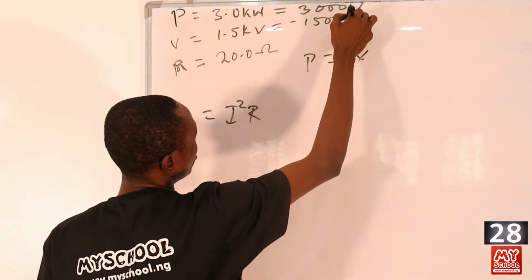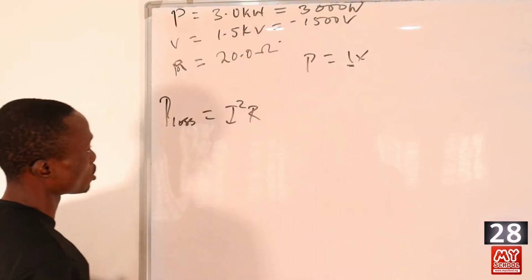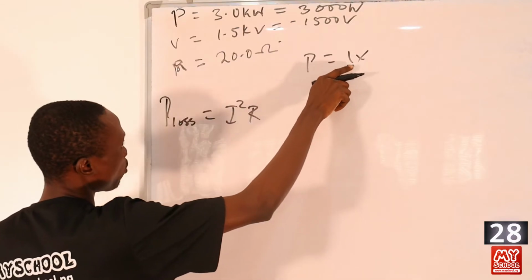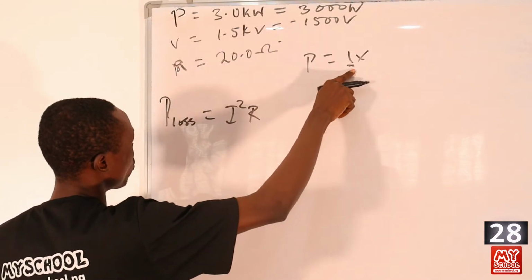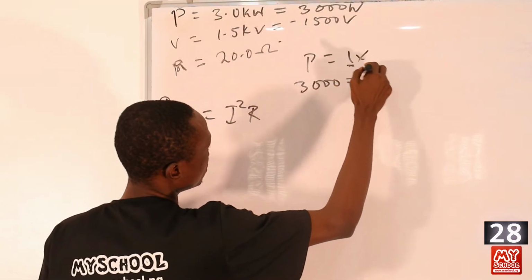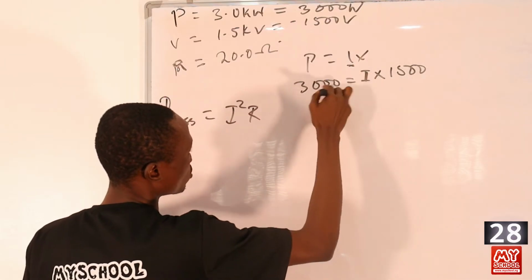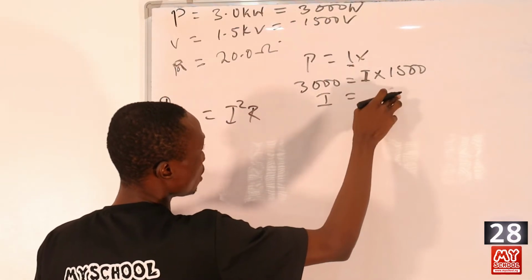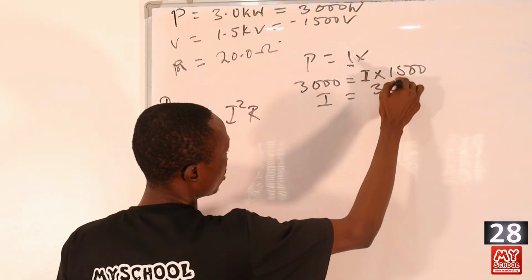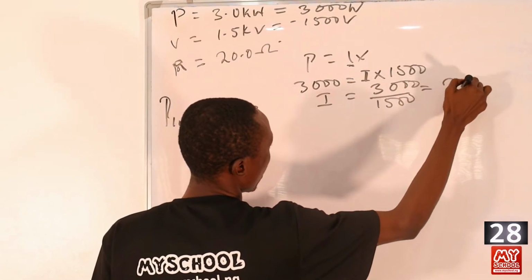Okay, 1500 volts. Then our resistor was given to us in ohm. So from there we can get the value of current from this equation. So we put our 3000 here, and we have I, which is current, times 1500. So we can make the current the subject of formula by dividing both sides by 1500. So here we'll be having 3000 divided by 1500, and that will be equal to 2 ampere.